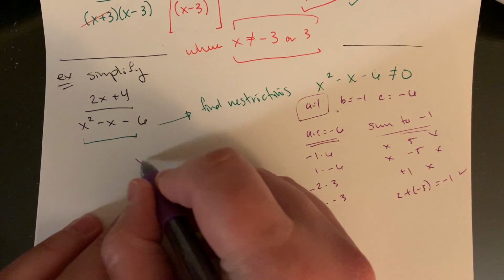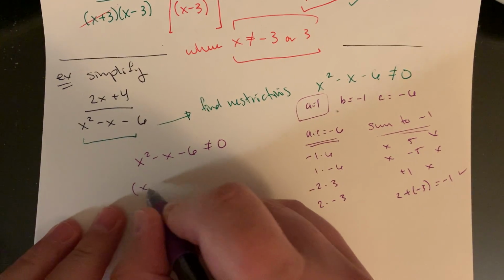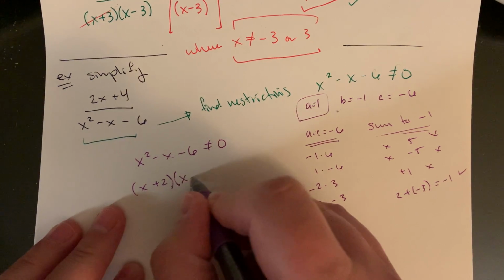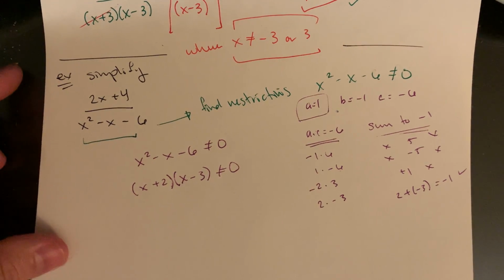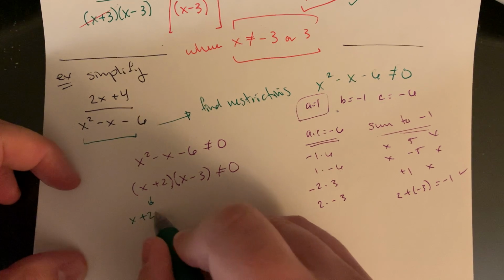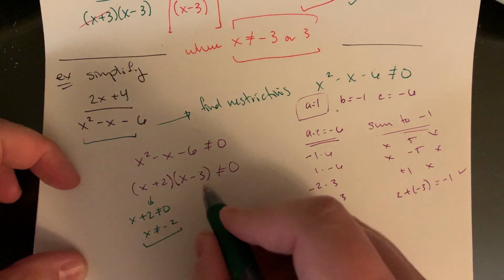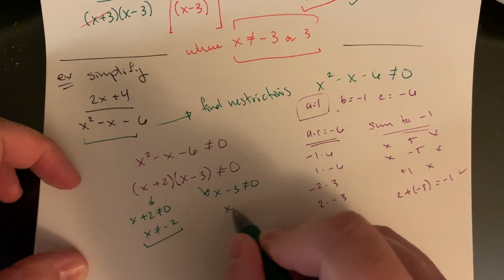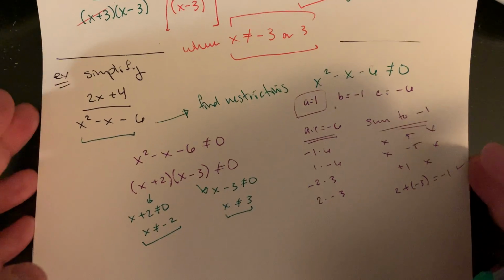So x squared minus x minus 6 not equal to 0 means, right, x plus 2 and x minus 3 is not equal to 0. So my restrictions come from there. This is going to be, right, x plus 2 is not 0 means that x is not equal to minus 2. x minus 3 not equal to 0 means x is not equal to positive 3. So those are my two restrictions.